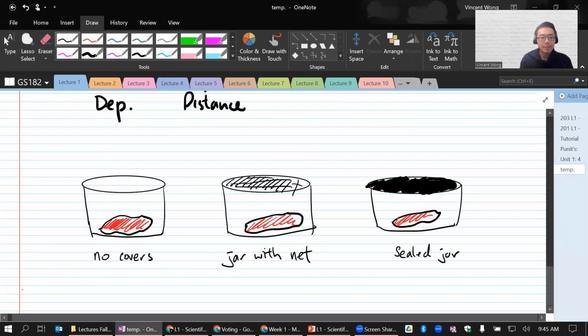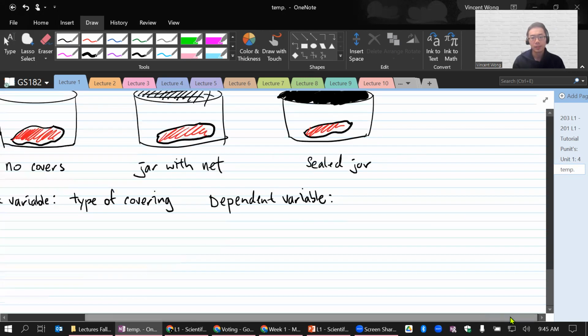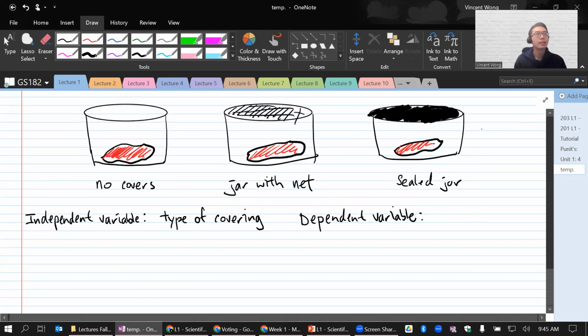So what's the independent variable in this experiment? Covering or leaving it open or just putting a net on? That's right. So like type of covering, right? Type of covering. Is it no cover, is it with net, or with sealed jar? And what was it that he was trying to observe? In other words, what is the dependent variable? Spontaneous generation. Okay.